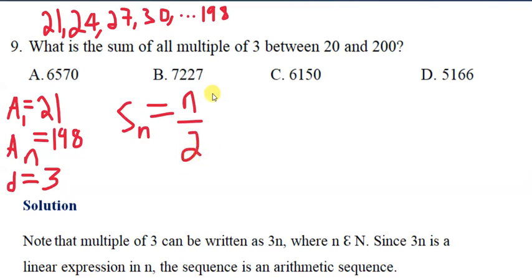Here, n over 2 times a1 plus an. This is the formula to find the sum of the first n terms of an arithmetic sequence, if our last term and first term are given, and also the number of terms, if we know the number of terms.